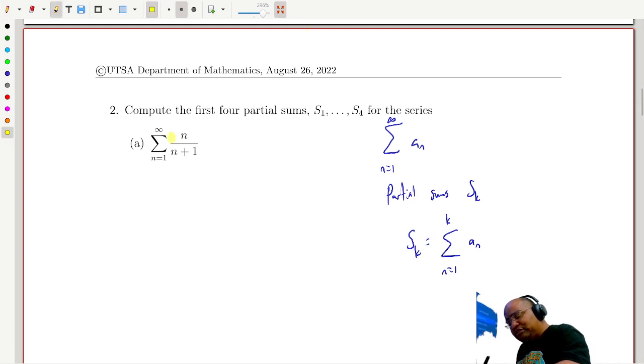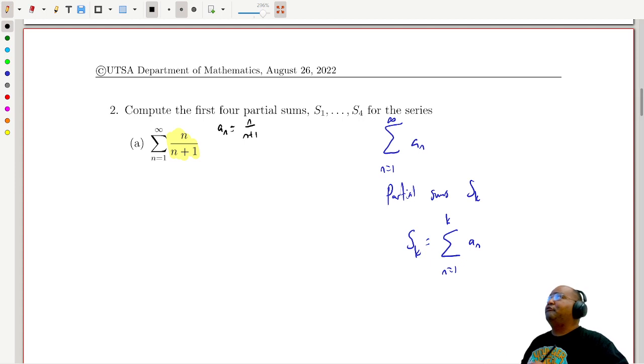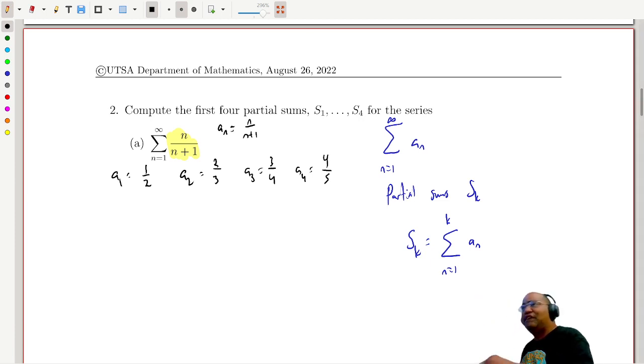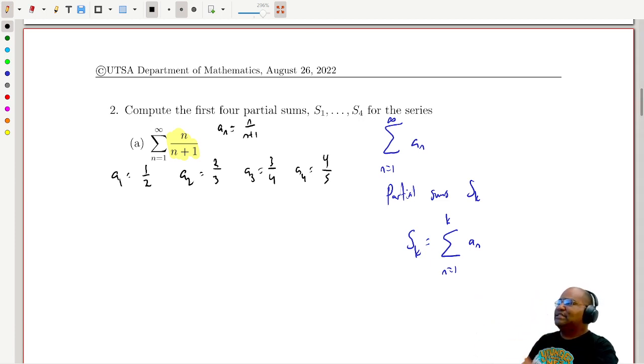So let's go ahead and identify what our sequence is. This guy in the yellow, our corresponding sequence an, is just n over n plus 1. Now for the first four partial sums, we are going to need the first four terms. So let's write them out. Our first term, we just plug in 1, that's a half. A2 is just 2 over 3. A3 is 3 over 4. And A4 is 4 over 5. So we have our first four terms. That's easy enough. But now we want these partial sums.